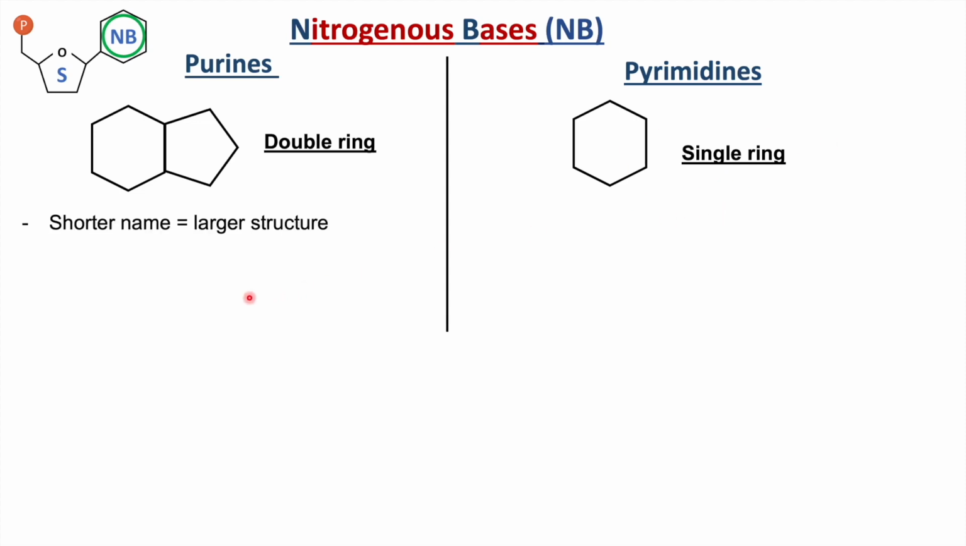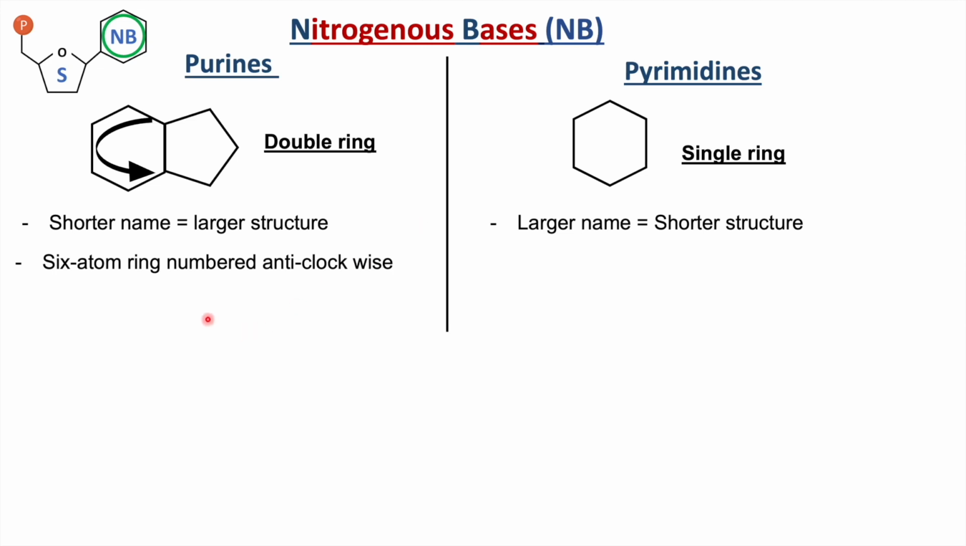Now, one way to remember that purine has a double ring and pyrimidine has a single ring is that purine has a shorter name but a larger structure. At the same time, pyrimidine has a larger name but a shorter structure. Purine has a shorter name but a larger structure because it has a 6-carbon ring and a 5-carbon ring, whereas pyrimidine has a larger name and a shorter structure.